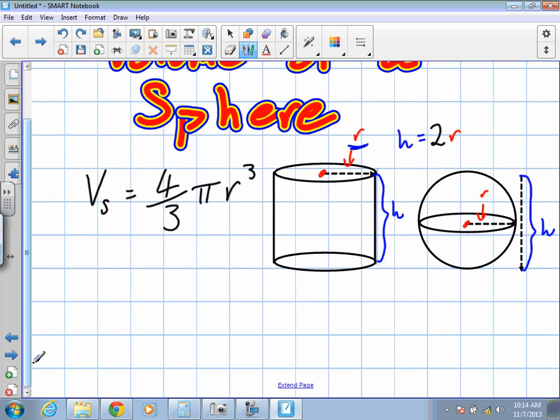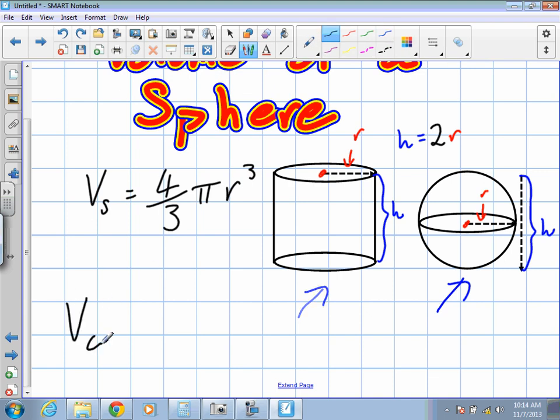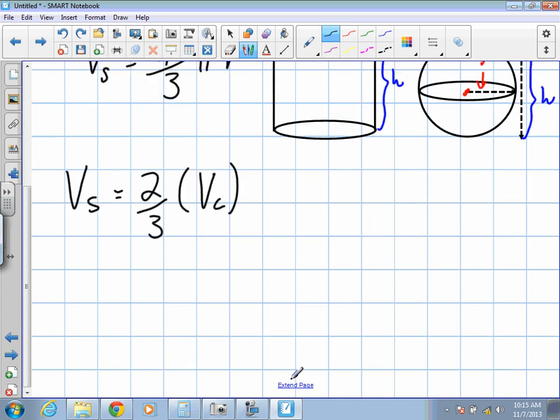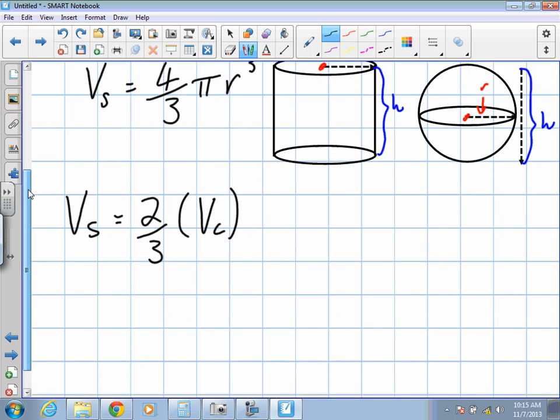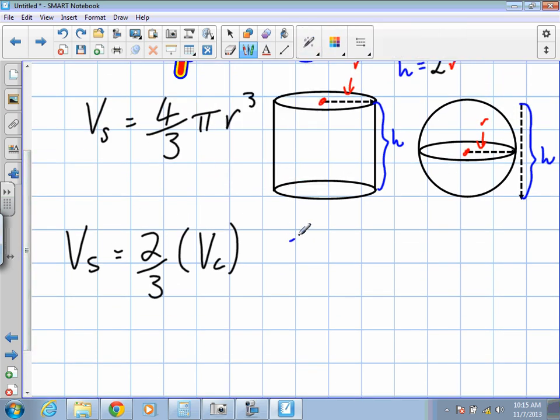Now, the relationship between a cylinder of this measurement and a sphere is that the volume of the sphere is equal to 2/3 times the volume of the cylinder. Sorry, I think I wrote that backwards. Okay? So what does this mean? What this means is if I can find the volume of this cylinder and multiply it by 2/3, it'll give me the volume of a sphere.